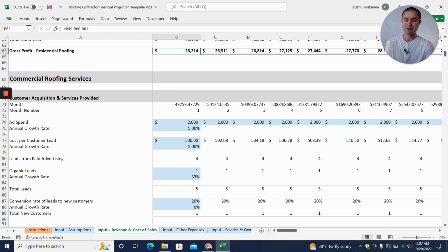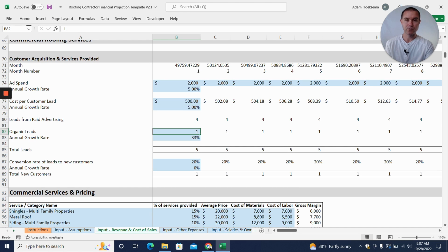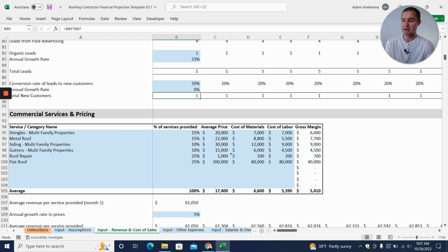Now we're going to have the same exercise for commercial roofing, where we're going to have ad spend, except we expect our cost per customer lead to be much higher for commercial, typically, because they're much larger customers, right? And they might be repeat customers as well. And so we set here a cost per customer lead for commercial roofing at $500 a lead. We're going to have far fewer organic leads as well. But if we get 5 leads, we hope that our sales team can convert 20% of them. So we'll get 1 new commercial customer here each month. And then here's the breakdown of the different commercial services and the price points for those as well.